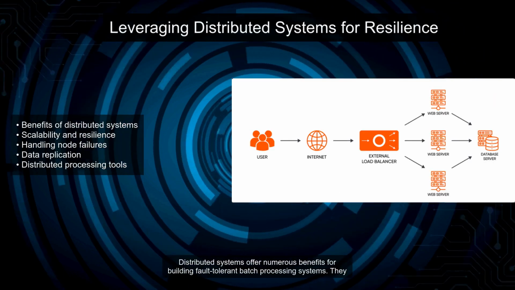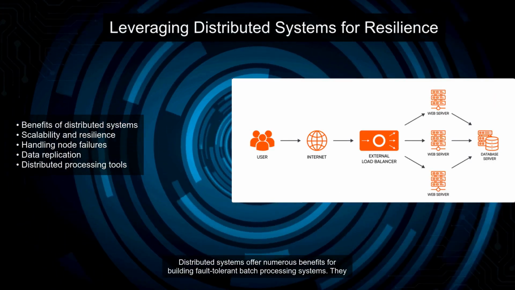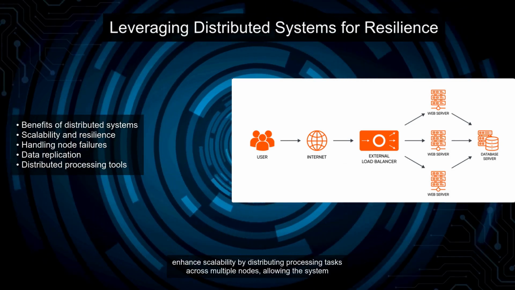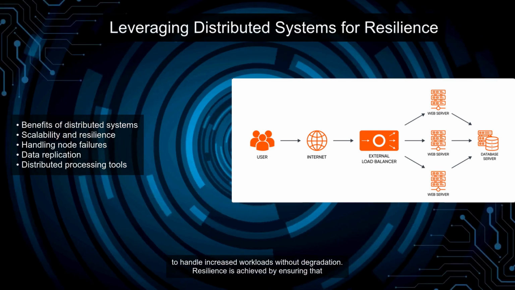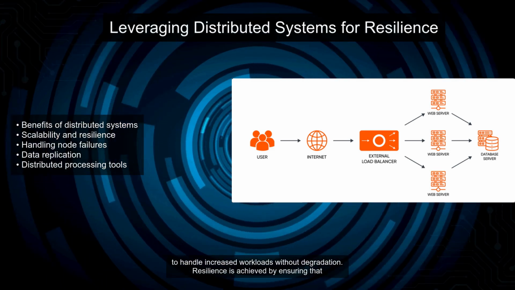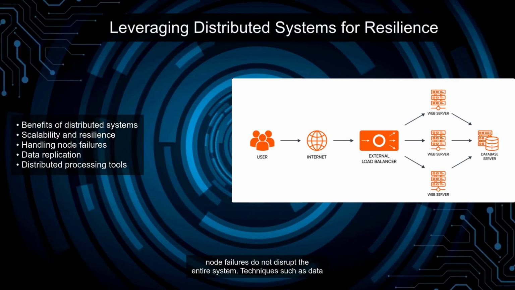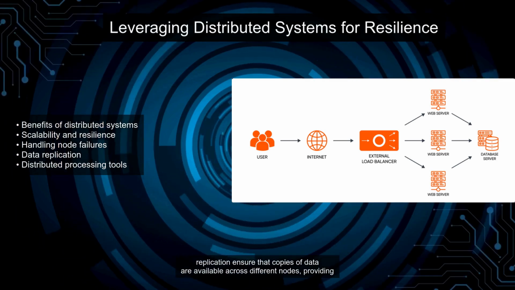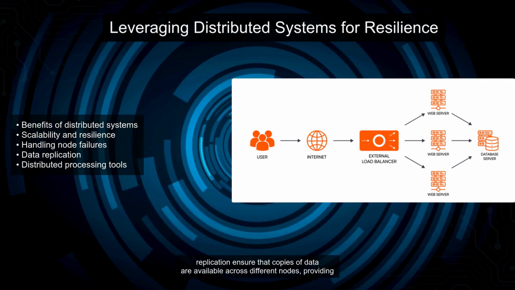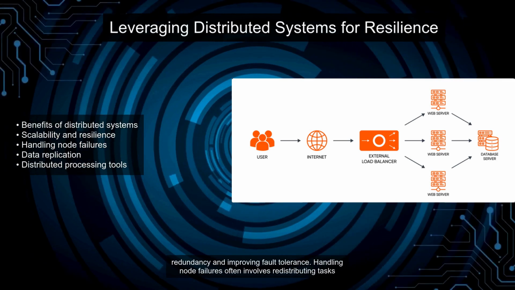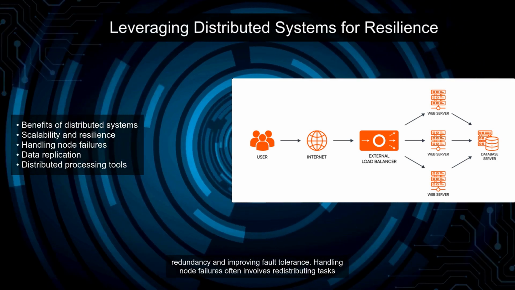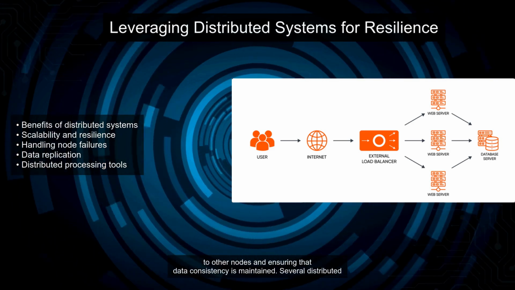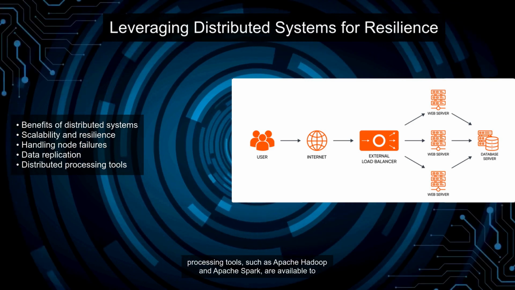Distributed systems offer numerous benefits for building fault-tolerant batch processing systems. They enhance scalability by distributing processing tasks across multiple nodes, allowing the system to handle increased workloads without degradation. Resilience is achieved by ensuring that node failures do not disrupt the entire system. Techniques such as data replication ensure that copies of data are available across different nodes, providing redundancy and improving fault tolerance. Handling node failures often involves redistributing tasks to other nodes and ensuring that data consistency is maintained.